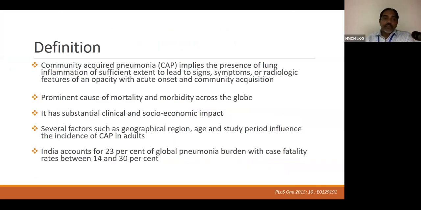It is the presence of lung inflammation of sufficient extent to lead to signs and symptoms or radiological features, without any contact with the hospital setting, so that it is of community acquisition. It's one of the important causes of infection and causes a lot of socioeconomic impact also. And India accounts for about 23% of global pneumonia burden, with a high case fatality rate between 15 to 30%.